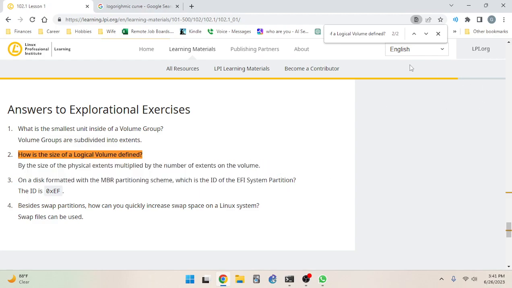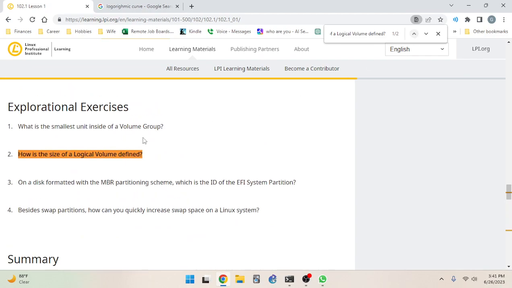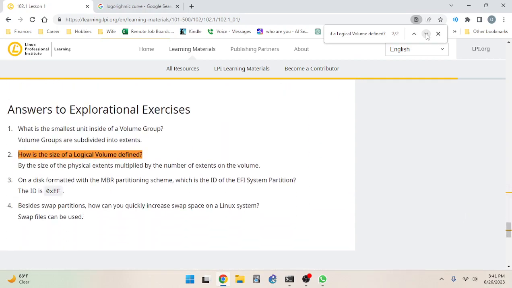So we read that in the Shakespeare exercise, went back and reviewed that, so I should have known that one. It just didn't become clear in my mind that the size of a logical volume equals the size of the physical extent times the number of physical extents.